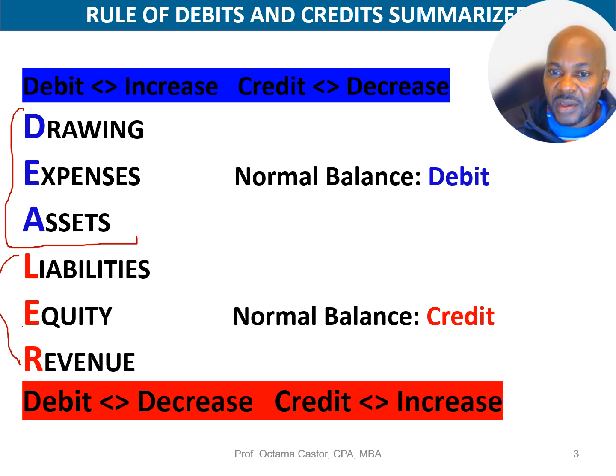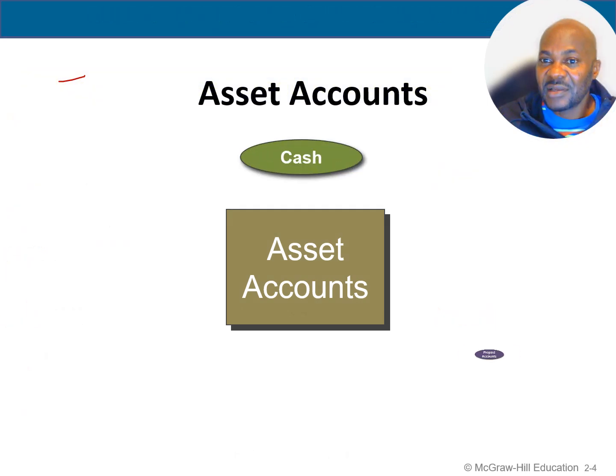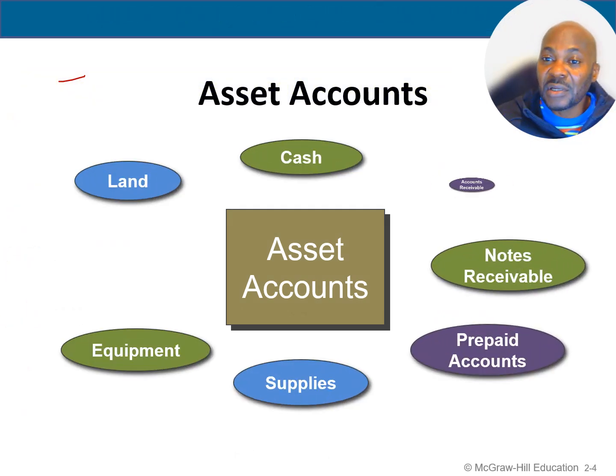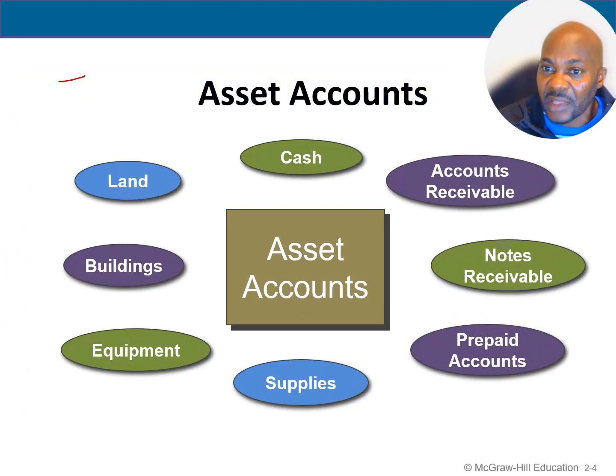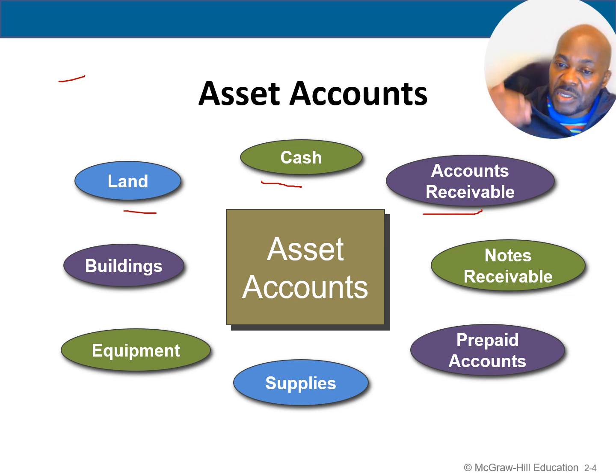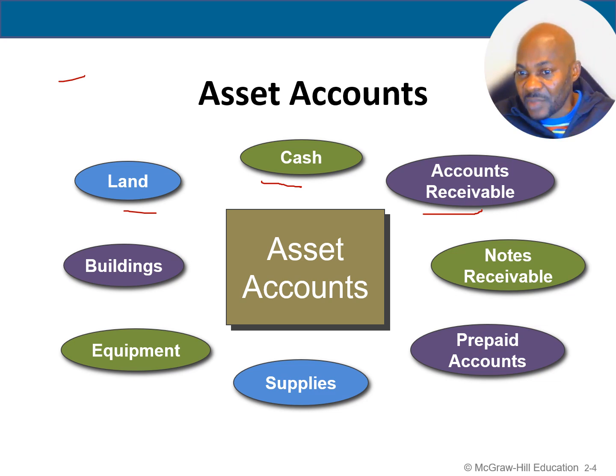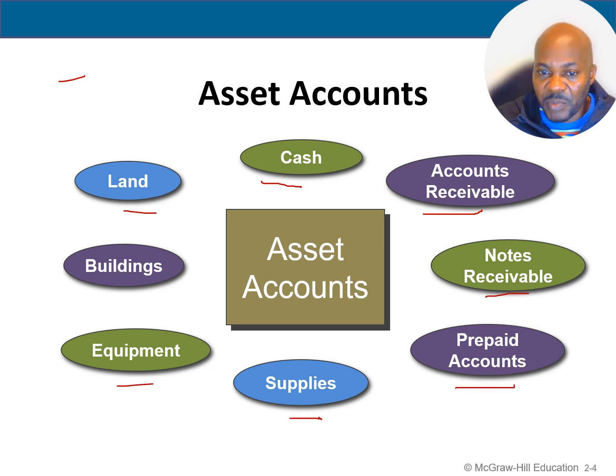All right. And lastly, let's take a look at what some asset accounts and liability and equity accounts look like. Asset accounts, we have, for instance, cash. We have land. Accounts receivable. Remember what accounts receivable is? That's when you made a sale on account, or you provided some service on account. You bill somebody and they're going to pay you later. That's an accounts receivable. Notes receivable, same thing. Prepaid accounts, supplies, equipment, building. All these are asset accounts. That's what you own as a business.